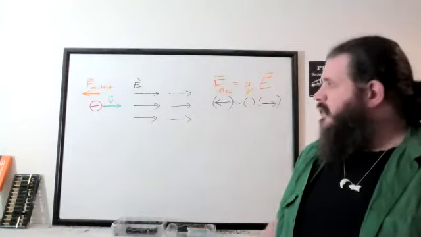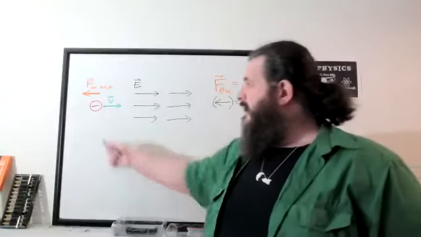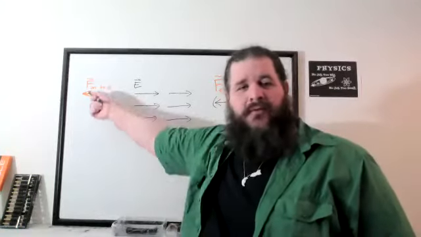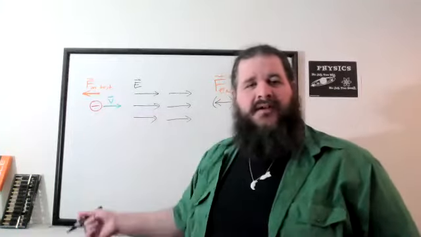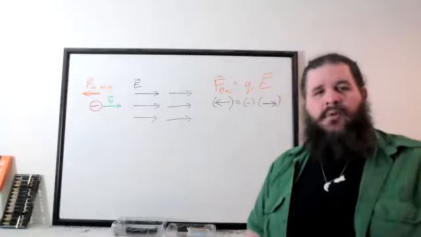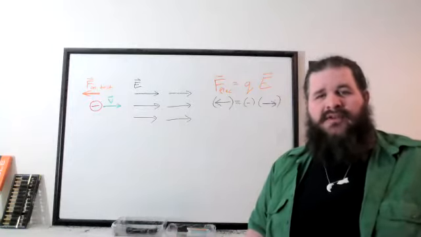And we know that the electric field is to the right because this negative test charge is experiencing a force to the left. And we know it's experiencing a force to the left because it's moving to the right but getting slower. Moving to the right but getting slower means it's experiencing a force to the left.